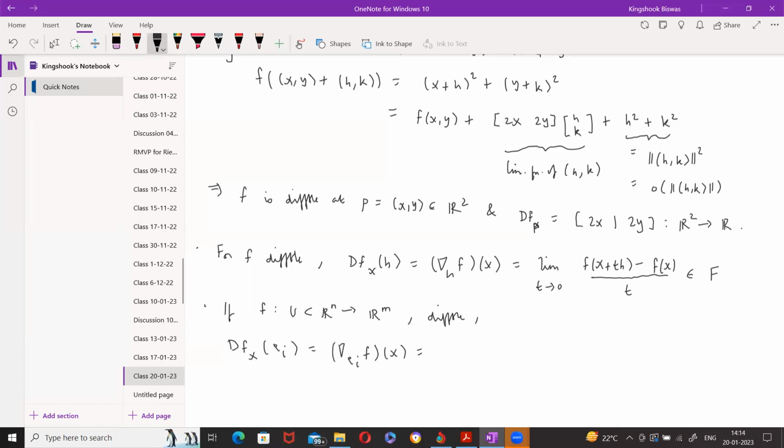So this is equal to the limit as t tends to 0 of f(x + t e_i) minus f(x), over t. In this limit, we're just varying the ith coordinate by t, so we're differentiating with respect to the ith coordinate. So this is nothing but the ith partial derivative, del f del x_i at x. This is an element of R^m.